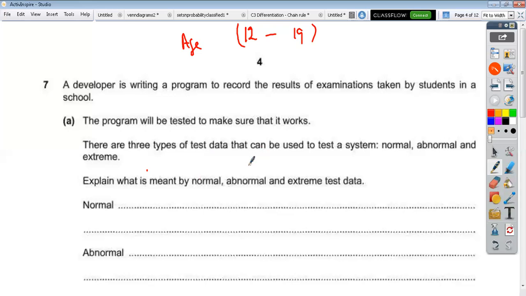If I have marks here, the minimum is 0% and the maximum is 100%. Someone can get 0% to 100%. What is an example of a normal percentage? You don't know this, but I explained it last time. I think it was even in one of the tests that we wrote.